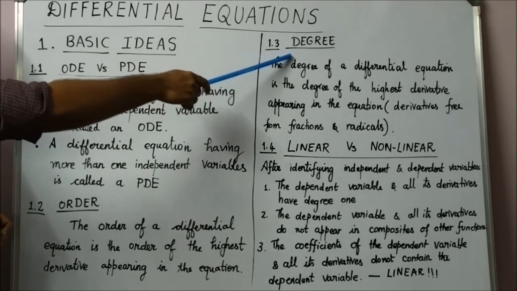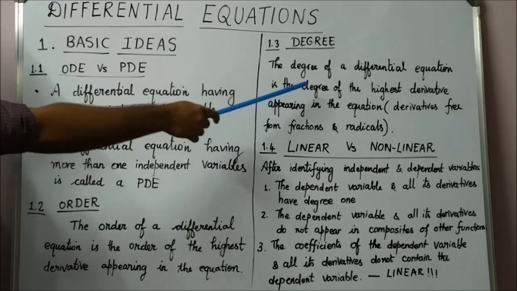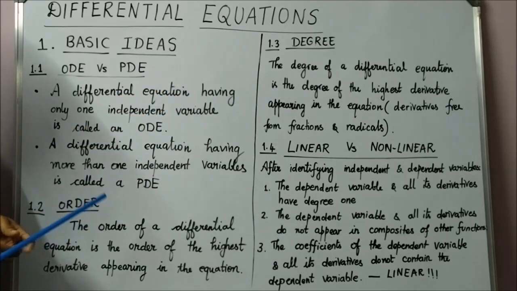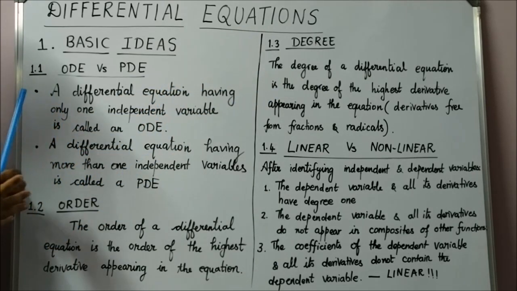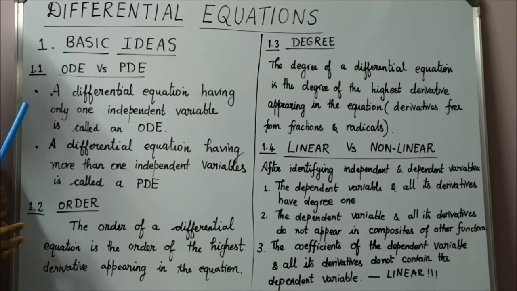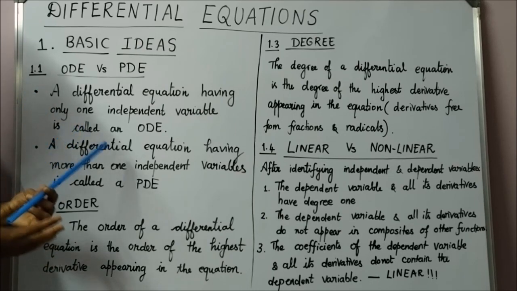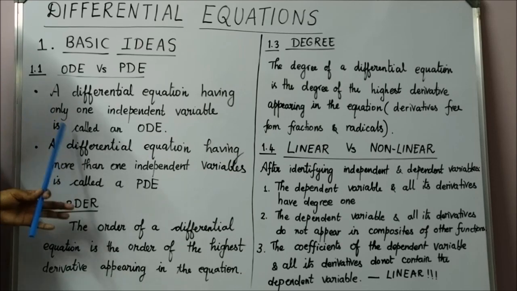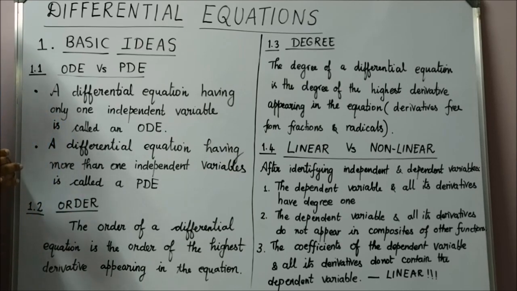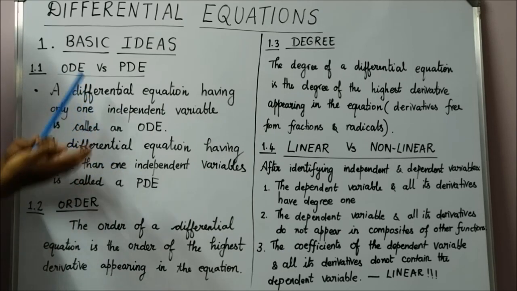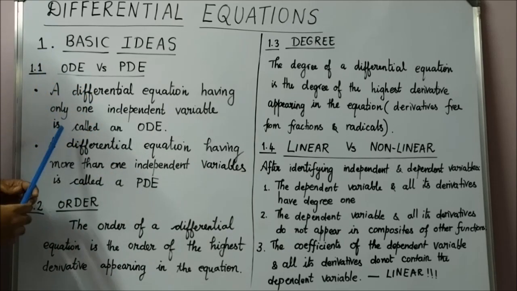Now coming to the degree of a differential equation, the degree of a differential equation is the degree of the highest derivative appearing in the equation. So first you remove the fractions and radicals from the derivatives, that is, the derivative should not appear in the denominator and the derivatives should be free of radicals. So you remove that in the equation and then you look at the highest derivative. Whatever is the degree of the highest derivative, that is the degree of the differential equation.